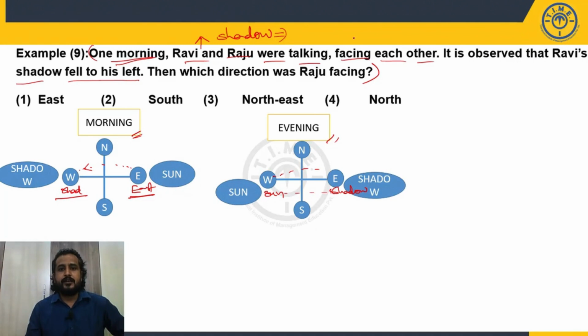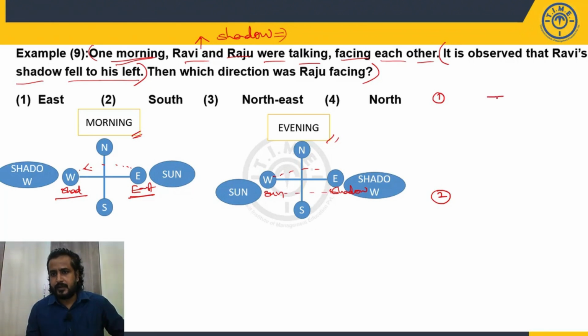One morning, Ravi and Raju were talking facing each other. It is observed that Ravi's shadow fell to his left. Then which direction was Raju facing? So this is the most important clue. This kind of information is given, like one person's shadow is falling to his left or the other person's left, his right or the other person's right. Based on that, we need to fix the directions and identify the direction of Ravi or someone else. This type of question can be answered in two ways. Let me explain the two ways, and after that you may take one of the ways to solve the questions.